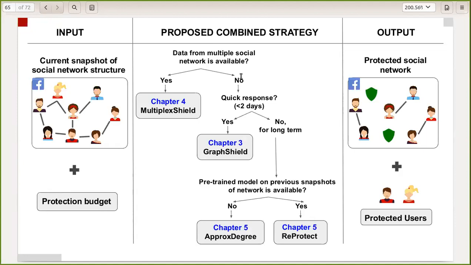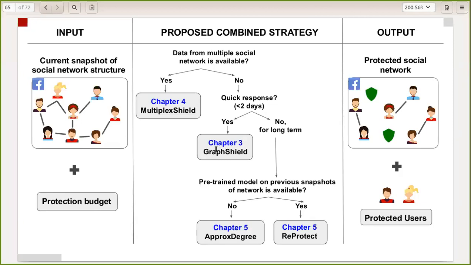If not, then we should ask whether we need a quick response or not. If we need the quick response, then we can use the graph shift, which is very easy and very fast because it's quite simple, using the largest eigenvalue, and that's it.